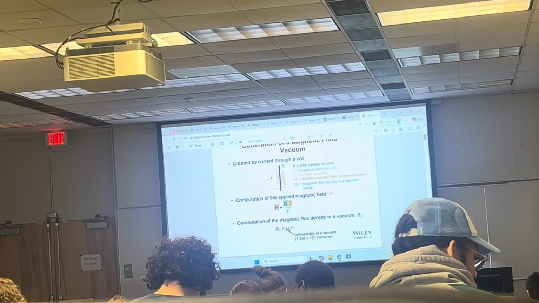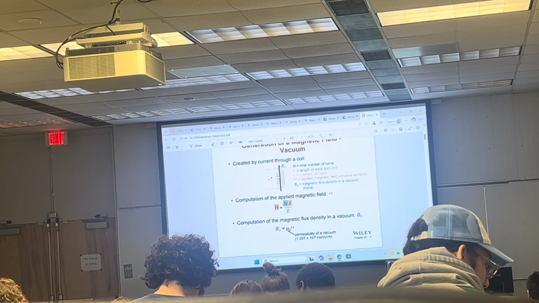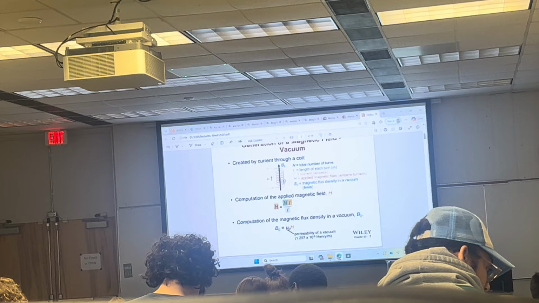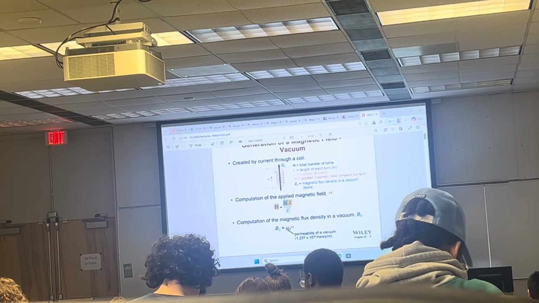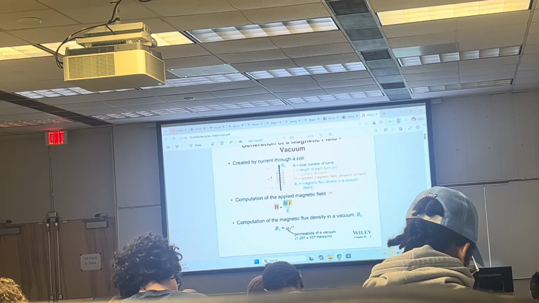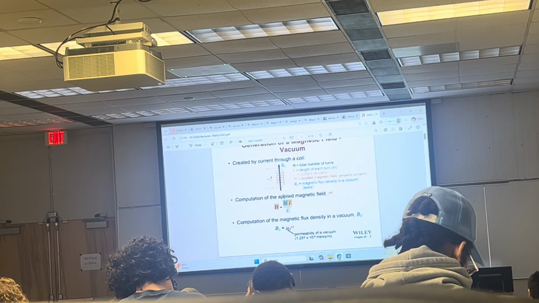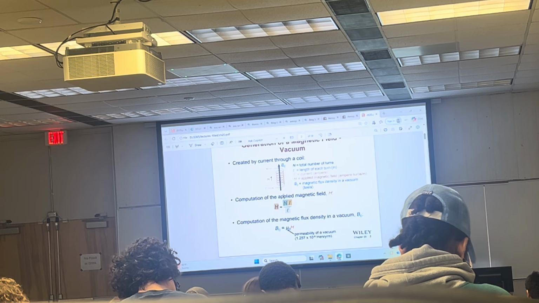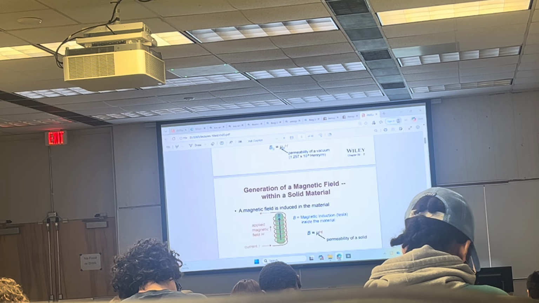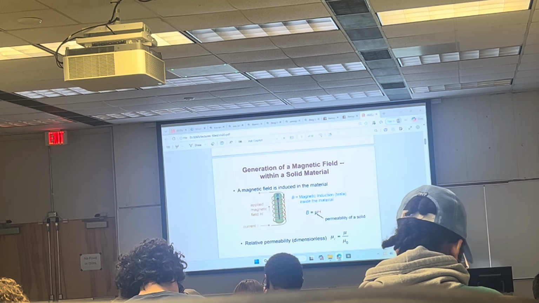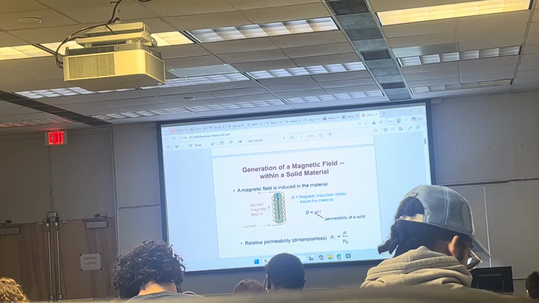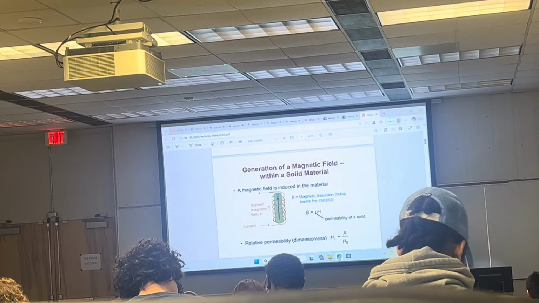But the bottom line is that if you take a coil and you turn it like this, and you make many turns, and you supply the current, then there will be some magnetic field generated. Now, the next step is to put some material in there.